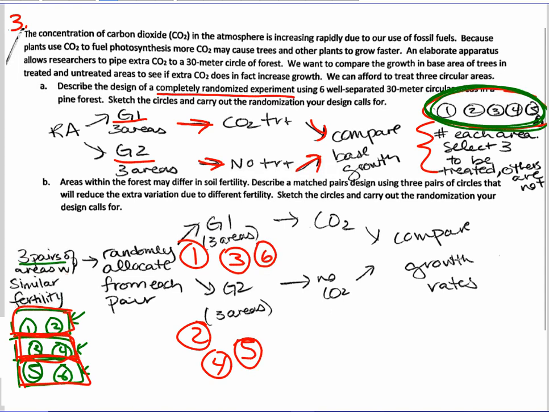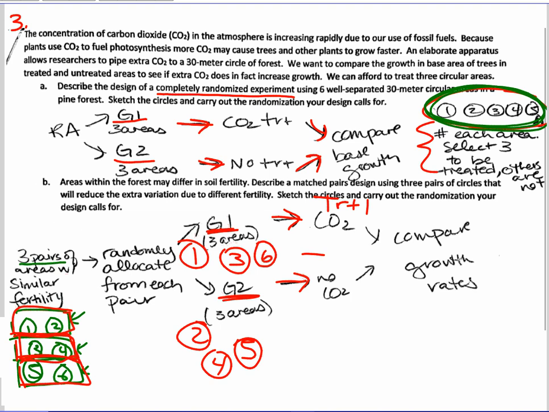Does that make sense? So I have 2 different groups of different circles, but theoretically, these are similar. Groups 1, 3, and 6 are similar to 2, 4, and 5, right? So group 1 is then going to get treatment 1, which will be the CO2. Group 2 will get treatment 2, which will be the no CO2, okay? And then ultimately, I'm going to compare the growth rates between the 2 treatment groups.